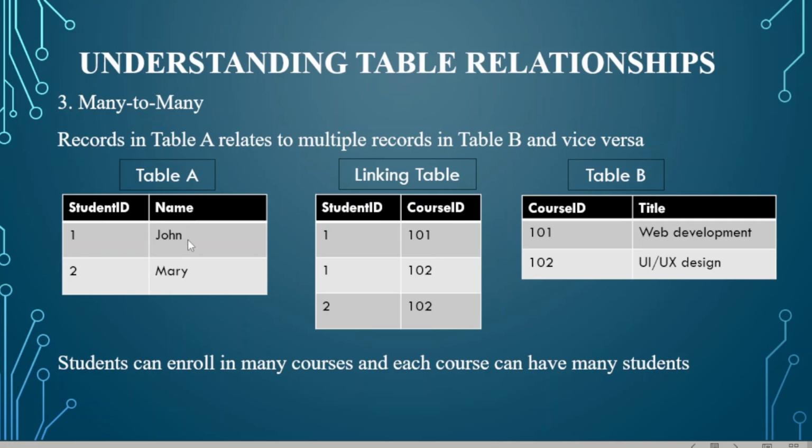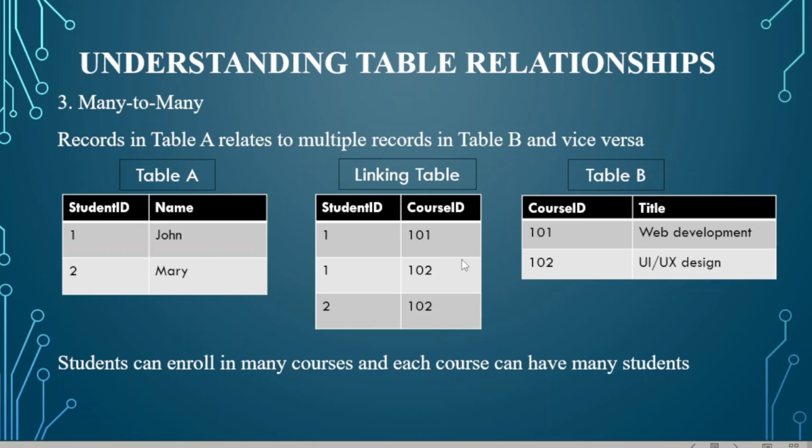So John here in this first table with student ID 1 is able to take course 101, that is web development, and that same John is taking the course ID 102, and that is UI UX design. So John is taking multiple courses. He's taking two courses, 101 and 102, web development and UI UX design. And we also have Mary, a student here with student ID 2. In the linking table, student ID 2 corresponds to course ID 102. That is, Mary is taking the UI UX design course also.